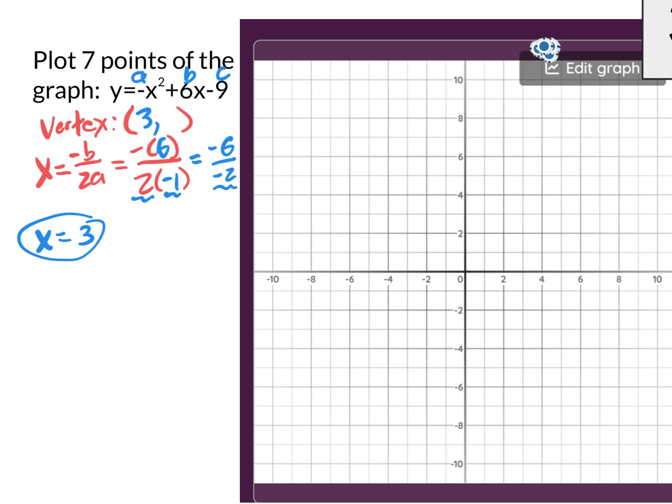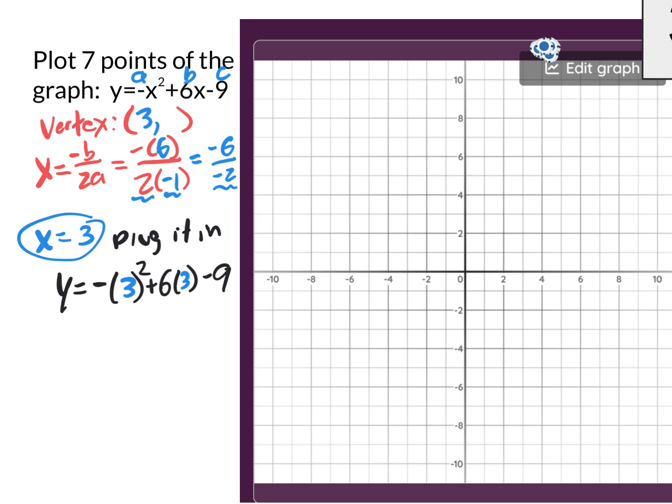How do we do that? By simply plugging it in. So we're going to plug it into the original equation, y equals -x squared plus 6x minus 9. And of course, we are plugging in that +3. And we're going to do the math now. You could use a calculator, type it in exactly the way it is, or you could do it by hand the way I'm going to right now.